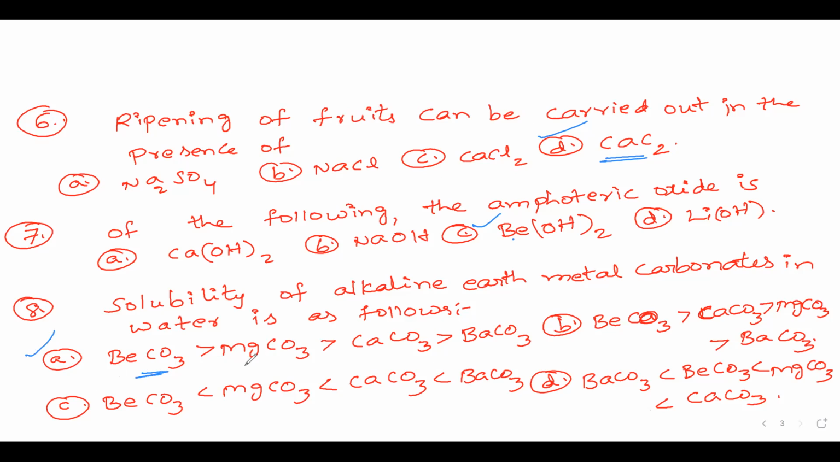Beryllium carbonate is more soluble than magnesium, than calcium, than barium carbonate because solubility of carbonates decreases down the group of second group. So this is the question. Next question. All these questions will be there in the videos, no need to worry. Next, question number 9.